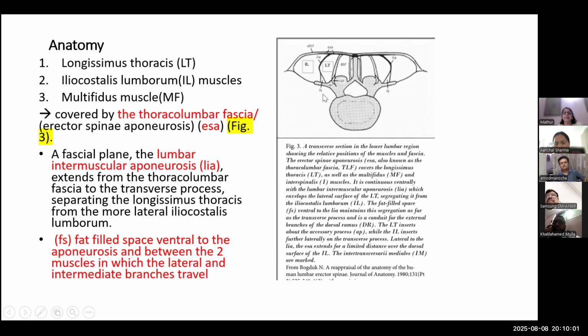And in between these, there is a small space called the fat-filled space, FS. And through this, the lateral and the intermediate branches travel.